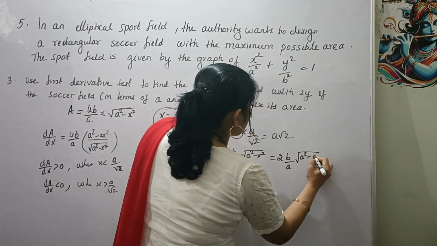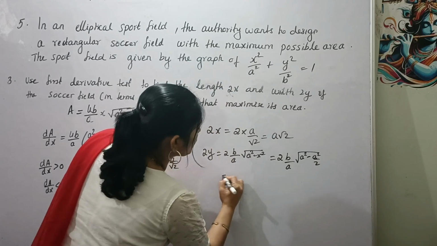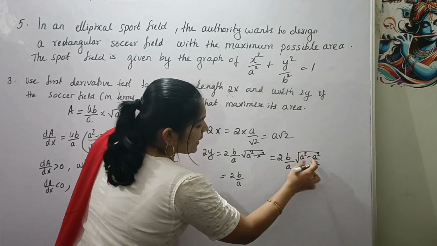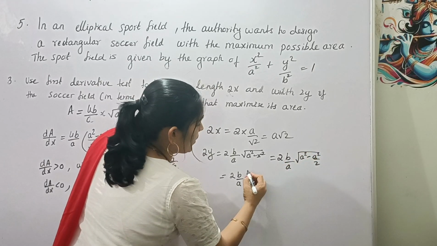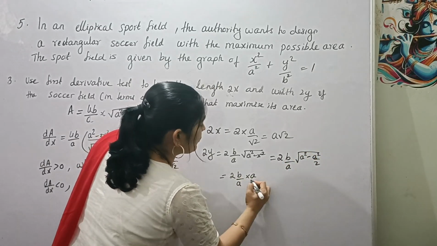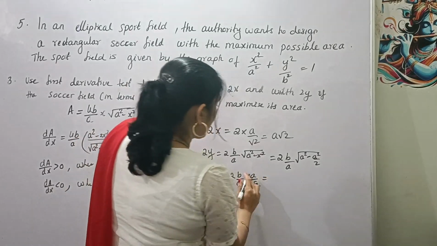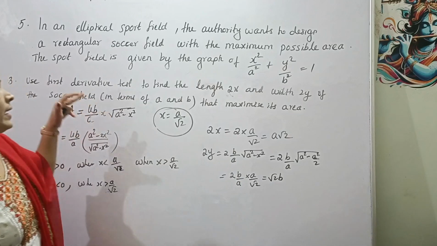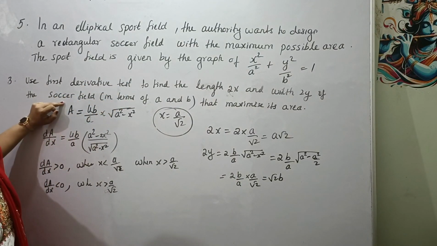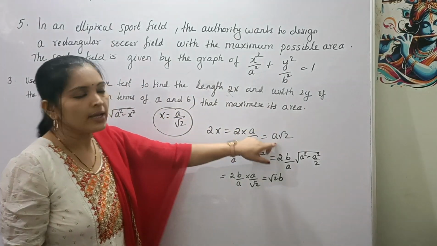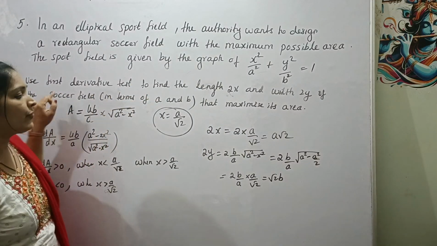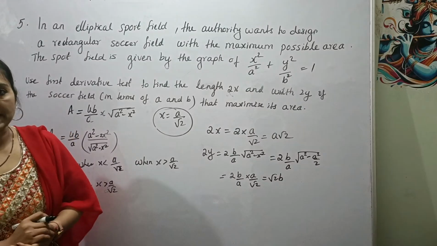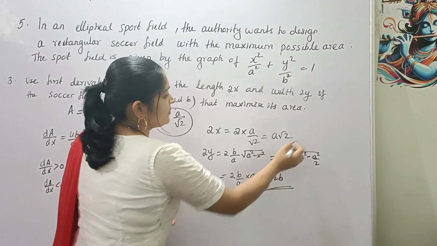So a square minus a square by 2, that is equal to 2 into b by a. It will be 2a square, take LCM. So 2a square minus a square, root of a square, so a divided by root 2, right? So a cancelled, root 2 cancelled. So root 2b. So here the length of the rectangular soccer field is root 2a, and the width of the soccer field is root 2b, so that its area is maximum. Okay, it is the answer.